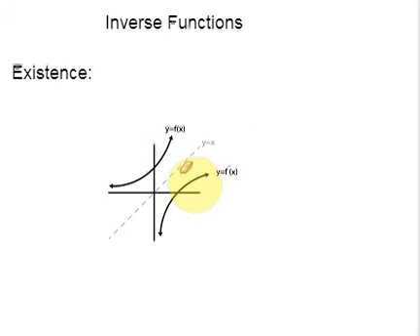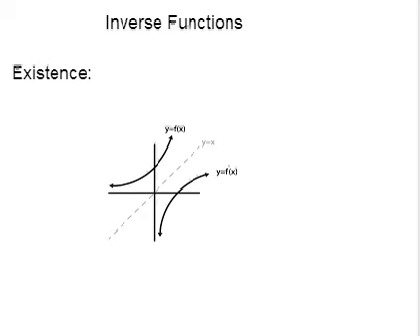Okay, if a function passes both the vertical line test and the horizontal line test, I mean, if it clears the vertical line test, then it is a function in the first place. If it clears the horizontal line test so that its inverse is a function, then the function is one-to-one and also it has an inverse function. So this is how you have to check the existence of an inverse function.